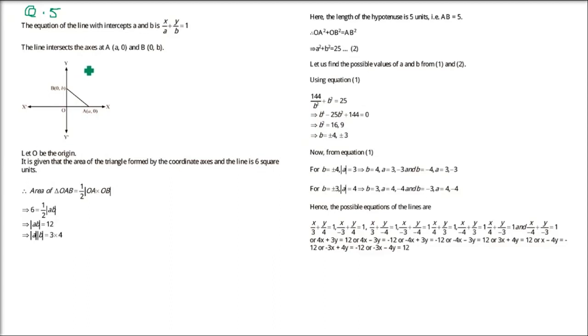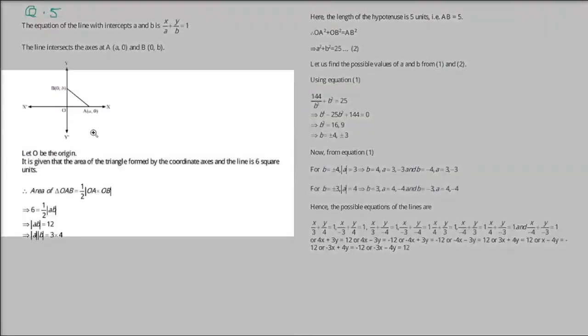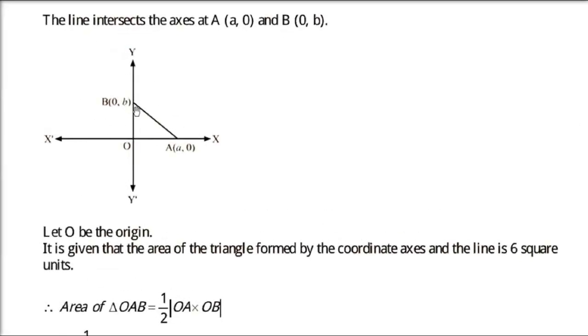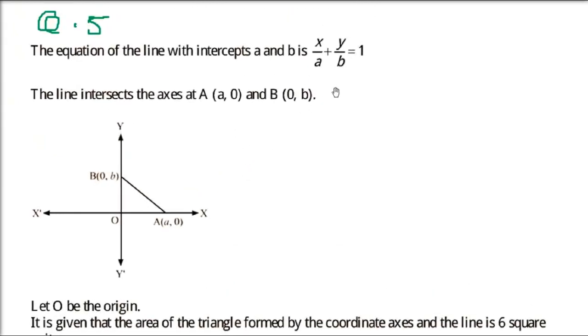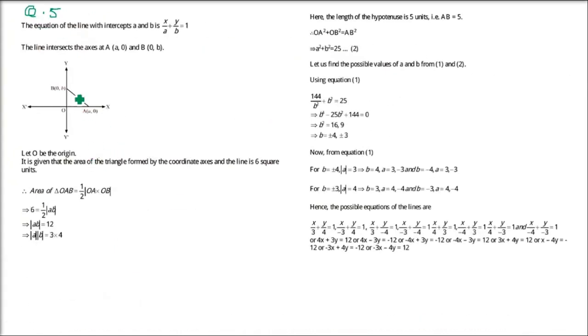So there are multiple lines we are going to make. How? Whenever a square comes in this question, if we investigate it clearly in the beginning, we see that there are going to be multiple lines. So what is the normal equation? x by A plus y by B equals 1, the intercept form equation. Now the length of this AB is 5, the length is 5.